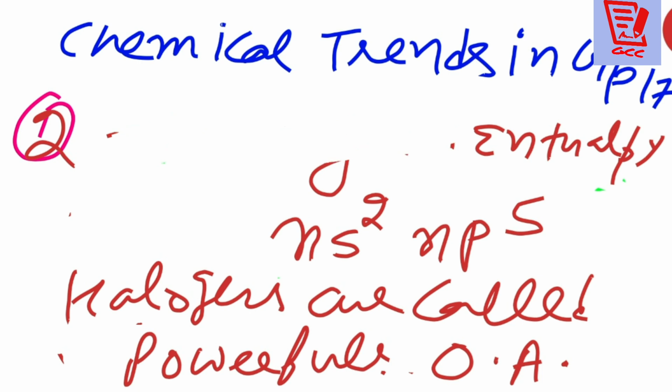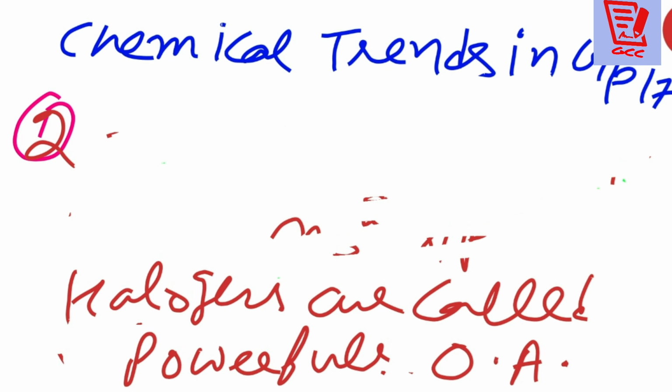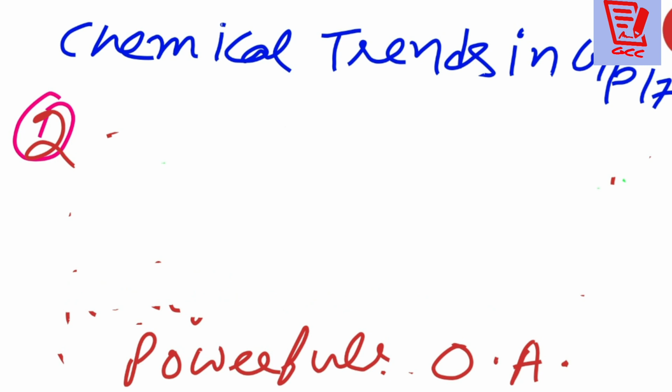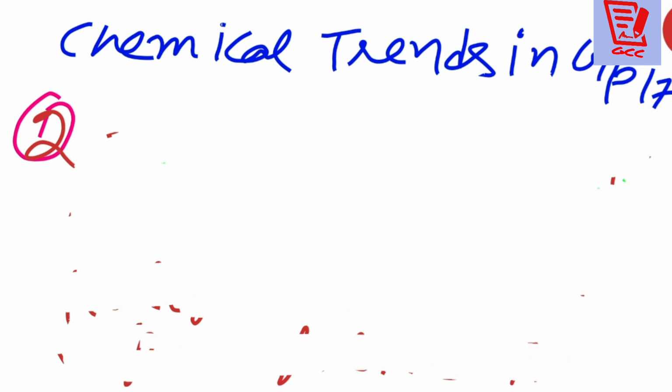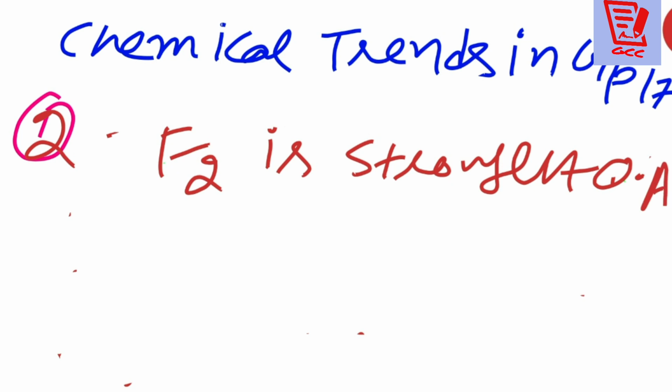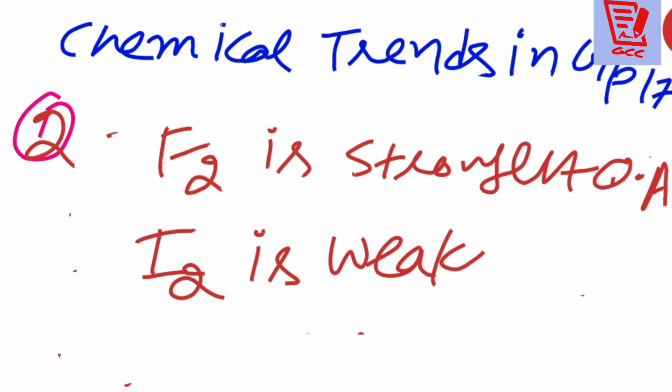But one thing more is there. Usually we are saying that F2 is the strongest oxidizing agent and I2 is the weakest oxidizing agent. I'm writing it over there, you just see: F2 is the strongest oxidizing agent and I2 is the weakest oxidizing agent.